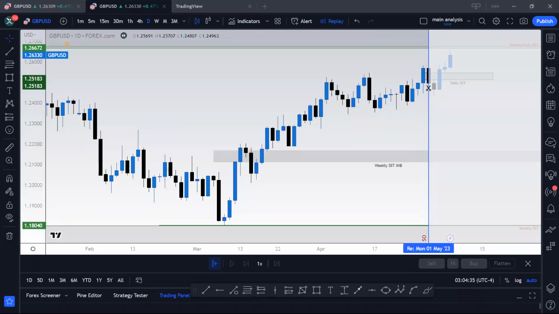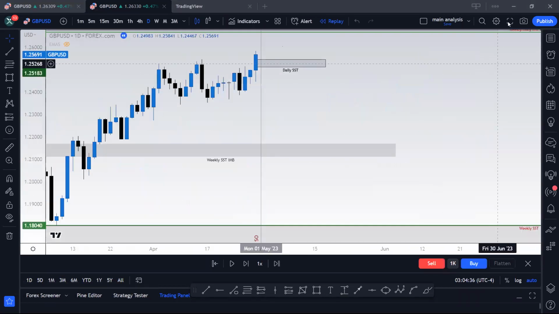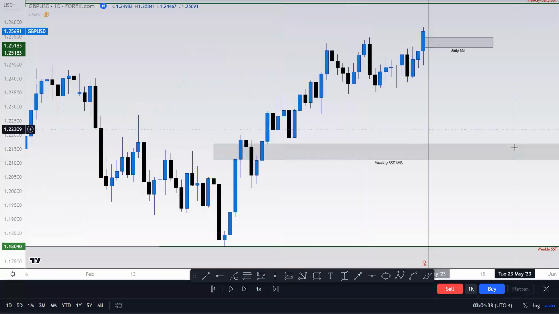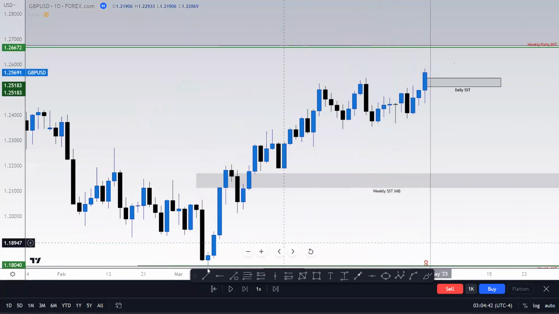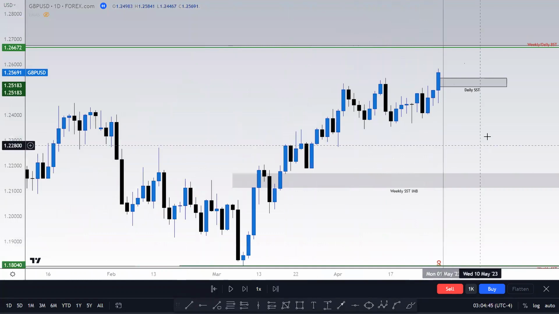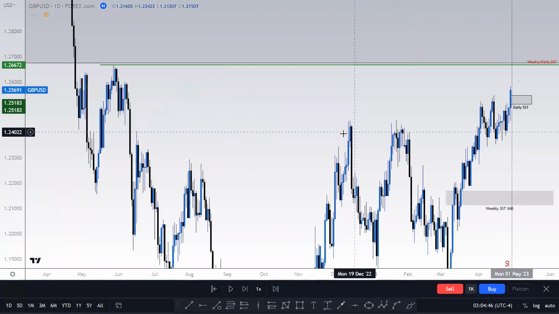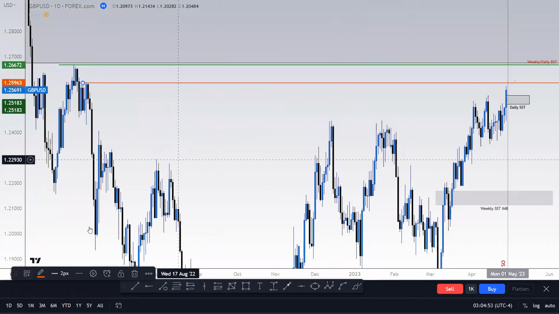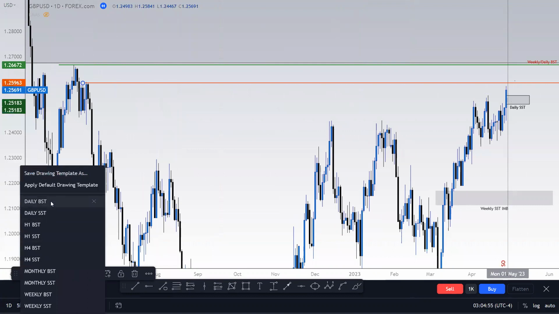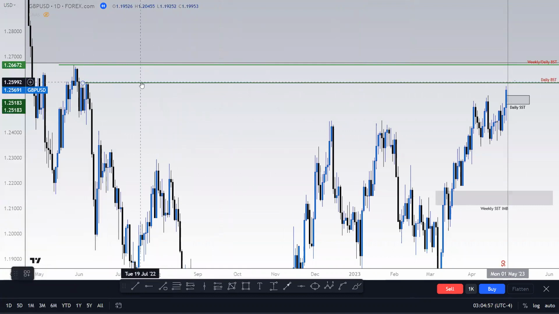And then from Monday, the 1st of May, I'm just going to make my way down from there up until Friday. Okay. So just starting with the daily time frame, we can see that on Monday, the next draw on buy side liquidity was this initial swing high right here. So I'm just going to label that as such. Daily buy side target.